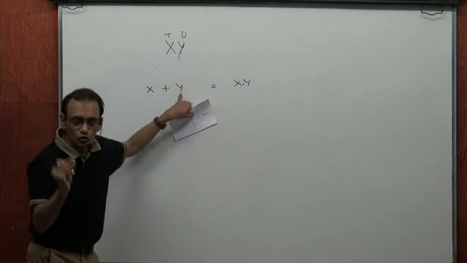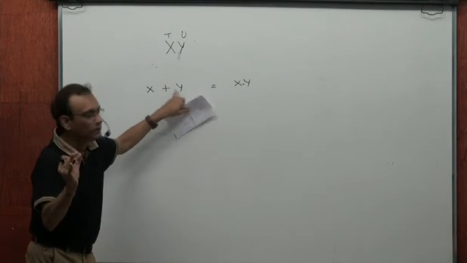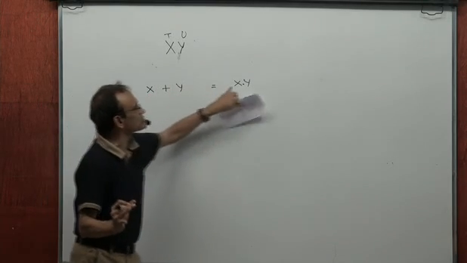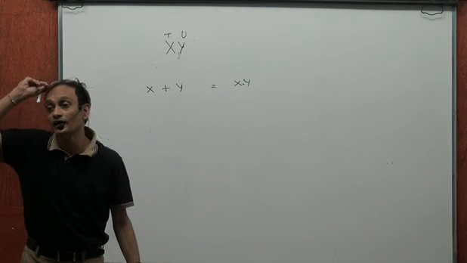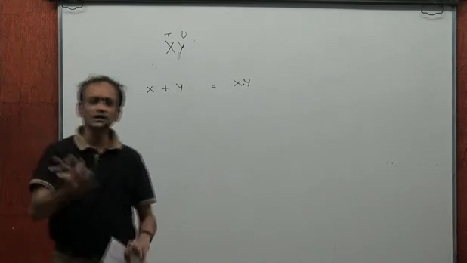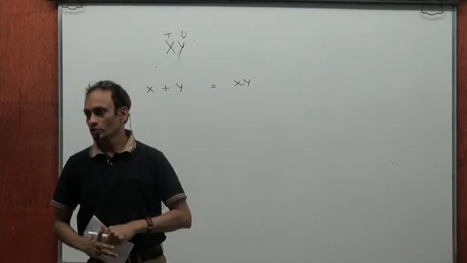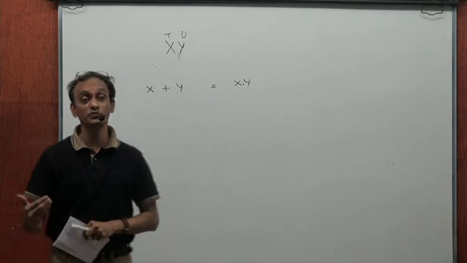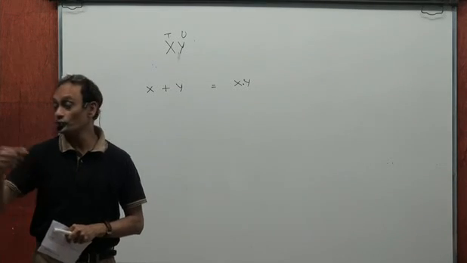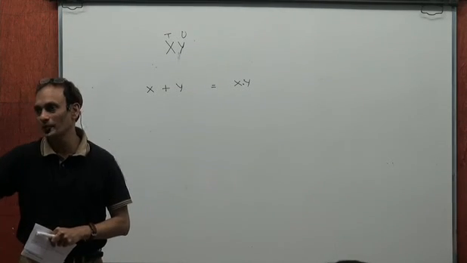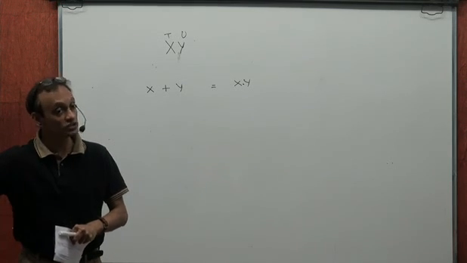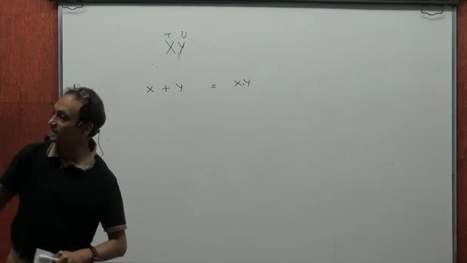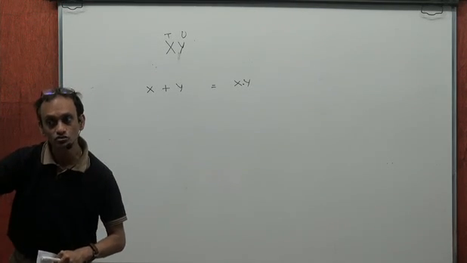x and y are the two digits of the two-digit number. This is the sum of the digits, this is the product of the digits. We want to find natural numbers x and y that satisfy this. By inspection, you can say that x must be 2 and y must be 2. Because if 22 is the number, the sum of the digits, 2 plus 2, is the product of the digits, 2 into 2. Isn't it? So from inspection I can say x is 2, y is 2.